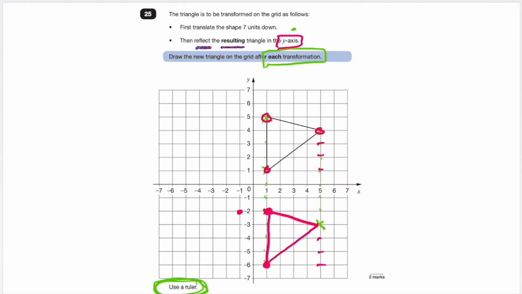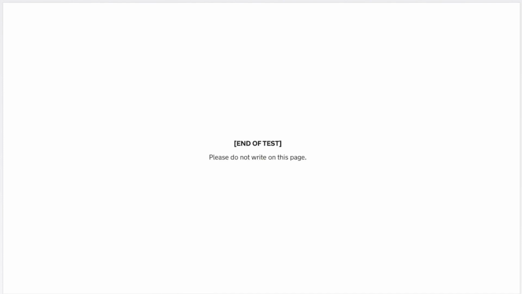This one will again go 1. And then this one is going to go 1, 2, 3, 4, 5. So I'll go 1, 2, 3, 4, 5. There we go. Now I can draw my final triangle nice and neatly using a ruler. And I would get my 2 marks. And there we go. That is the end of the test.